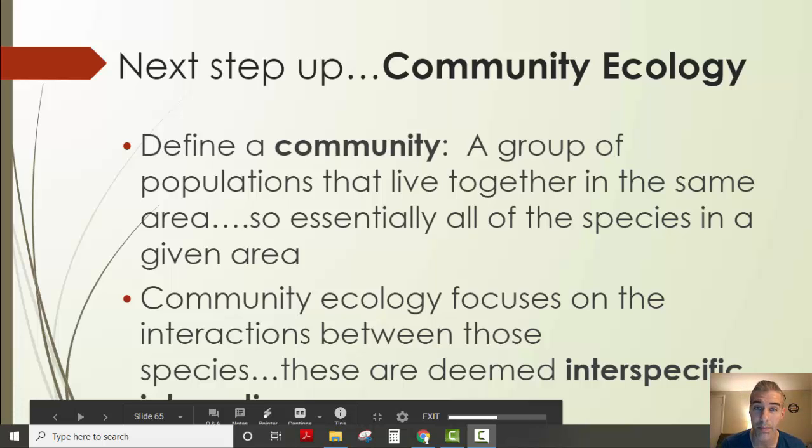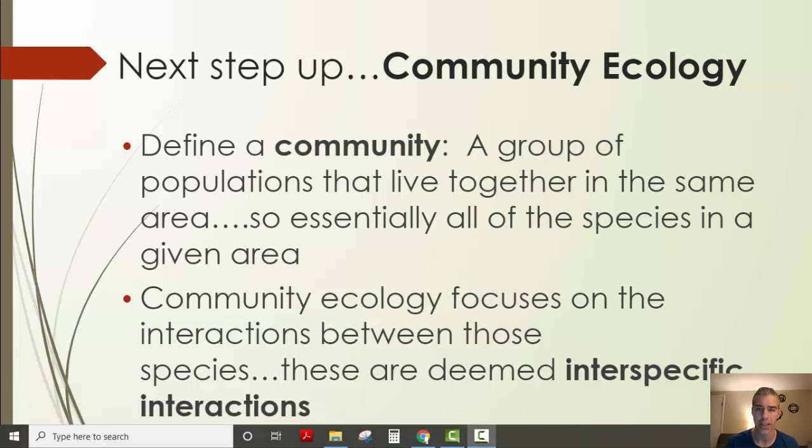All right, so next up is community ecology. Remember we talked about population ecology before, and that's looking at individuals of the same species interacting, their birth rates, their death rates, things like that. So that's like looking at how populations change over time and how they interact with themselves within that population. A community, remember, is all of the species that live together in a similar area.